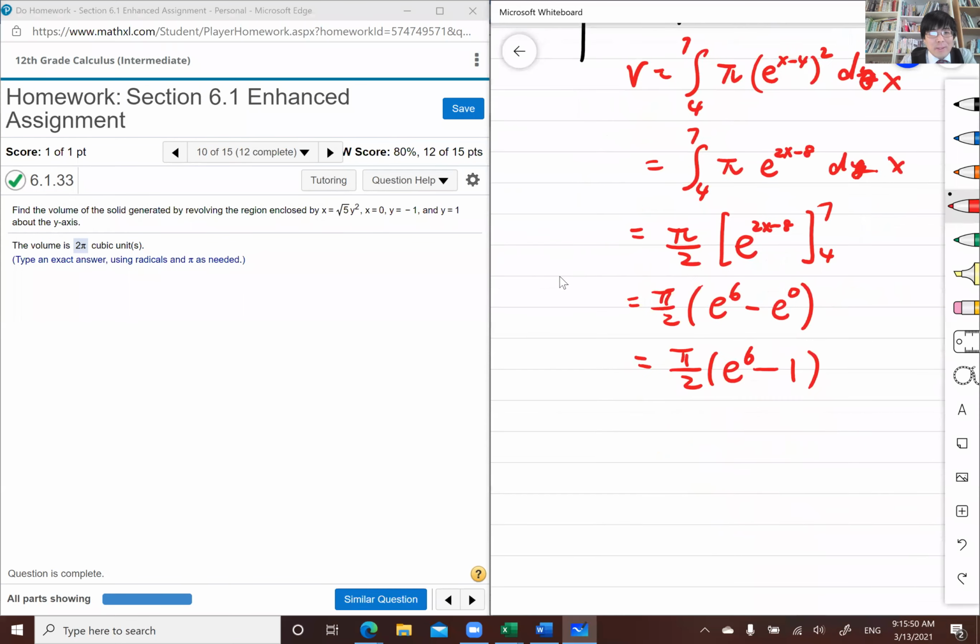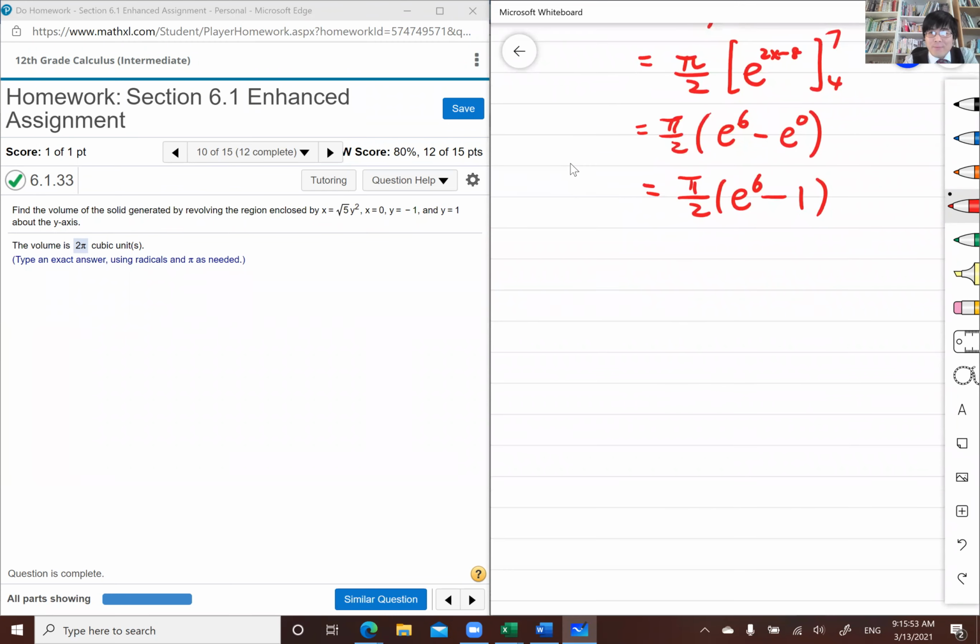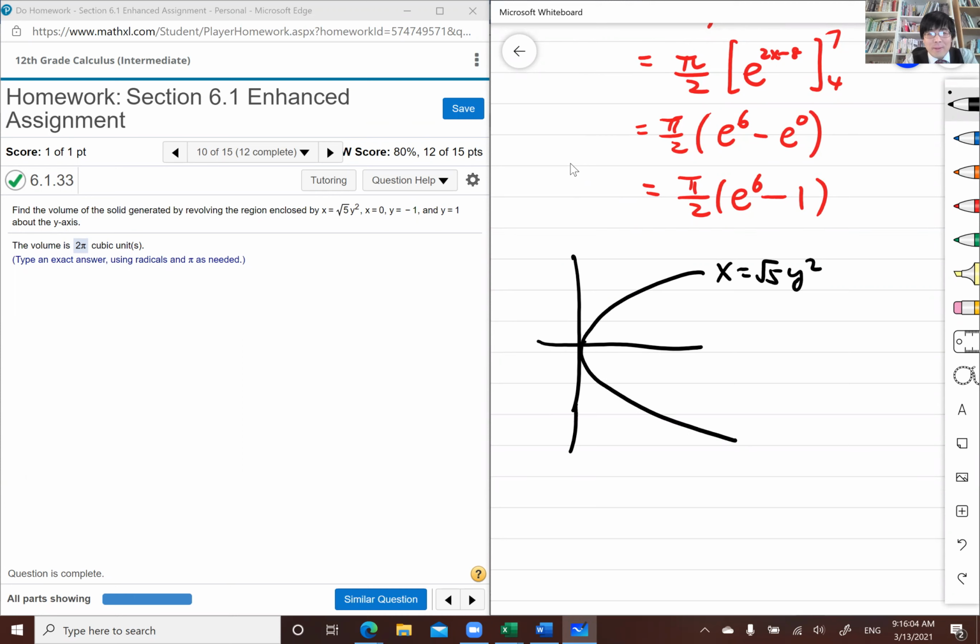Okay, next one is basically the same. Find the volume of the solid generated by revolving this function from -1 through +1 in the y direction. So it's a revolution with respect to the y-axis of this part.